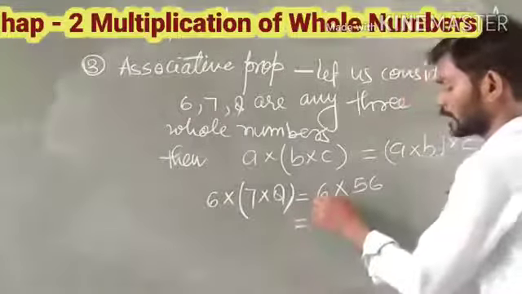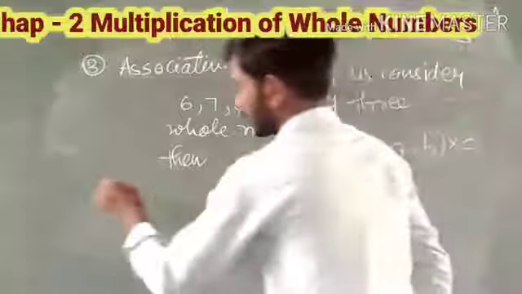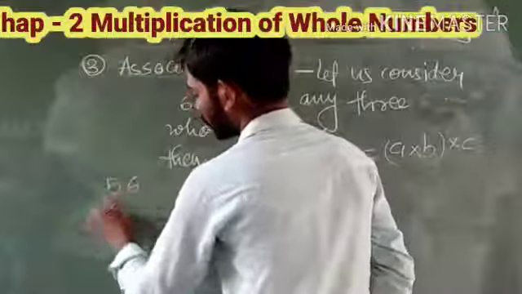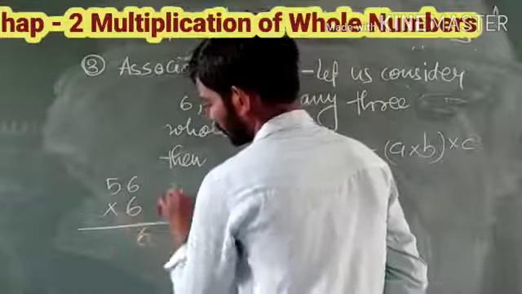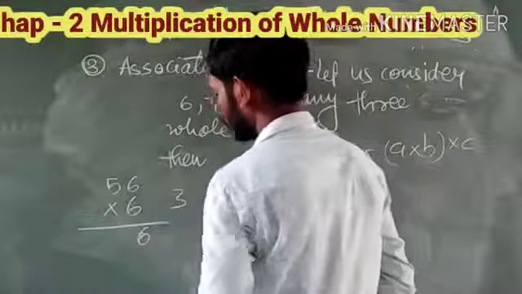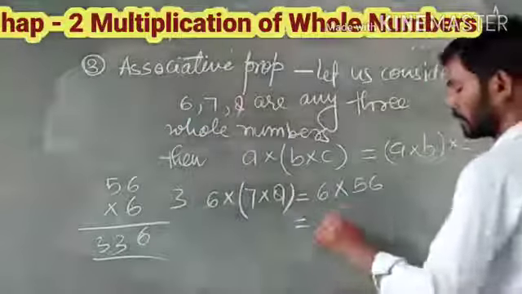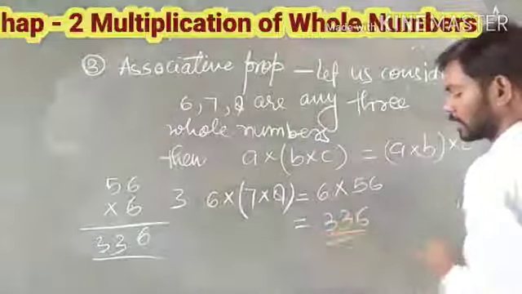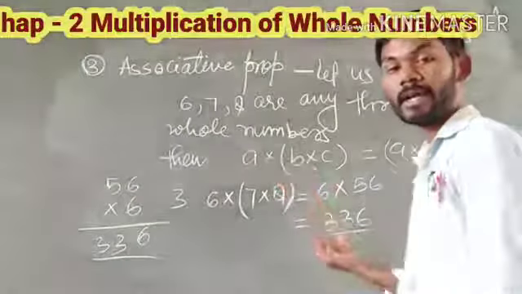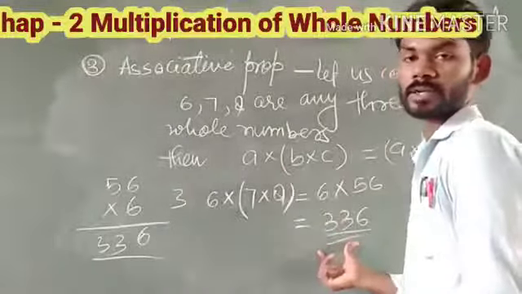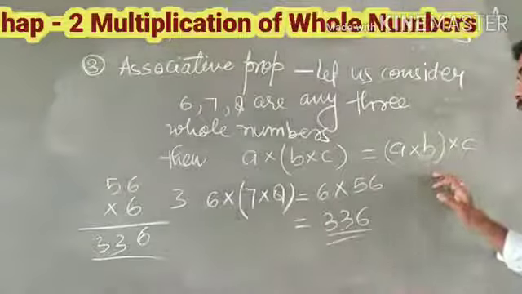Now again we multiply 6 by 56, so we get, let's see the rough work, 56 multiplied by 6. 6 6s are 36, carry 3, 6 5s are 30 and 3 is 33. So here we get 336. So the product by the left hand side we get 336. Now let's see again by this right hand side.